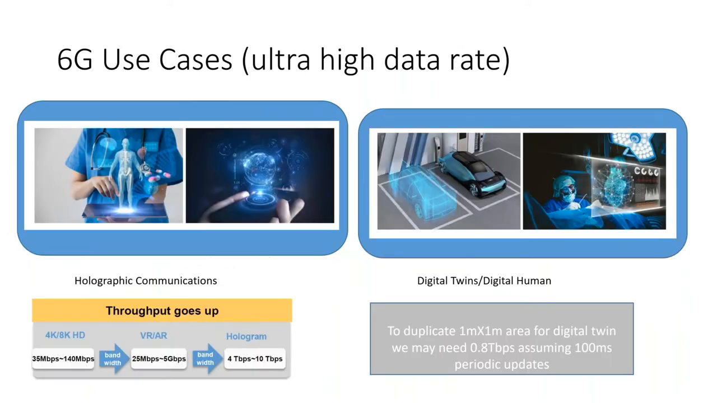Now you might think, well, why do we need such very high data rates of terabit per second? So these are two potential applications of terabit per second mobile communication. Obviously now with the lockdown and so on, we really see the need for more telepresence. We are using Zoom video and audio, but obviously we want a more immersive telepresence through holographic communication.